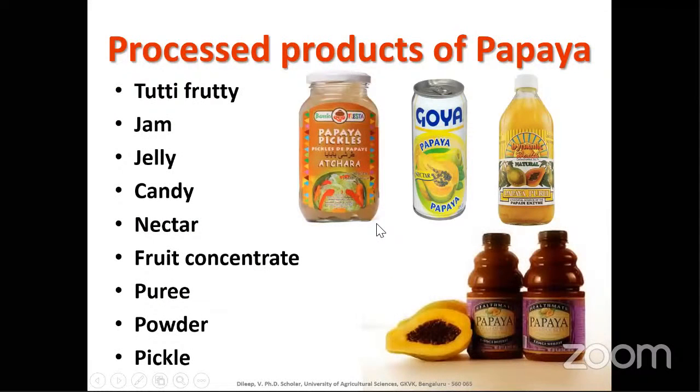So this is a brief about papaya, and these are the processed products: tutti frutti, jam, jelly, candy, nectar, fruit concentrate, puree, powder, and also pickle. So this is about papaya.